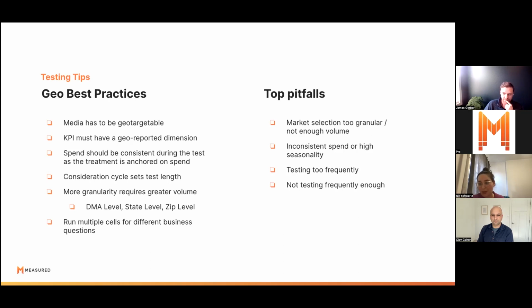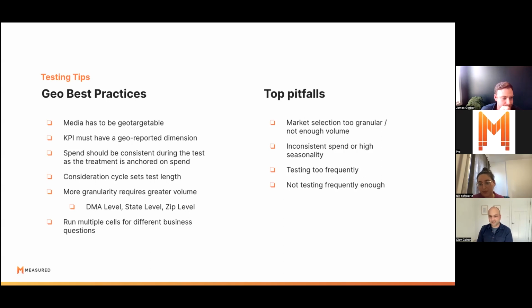There are a lot of business questions that you can ask that will bring value. And every test that you launch will answer a business question. Business questions can change at different times of year, and seasonality can also affect incrementality and your performance. So you should definitely be running multiple cells at different times of the year to answer different business questions based on your needs.